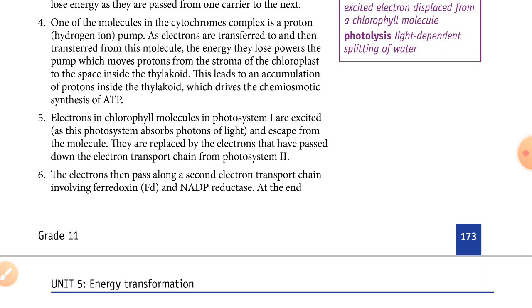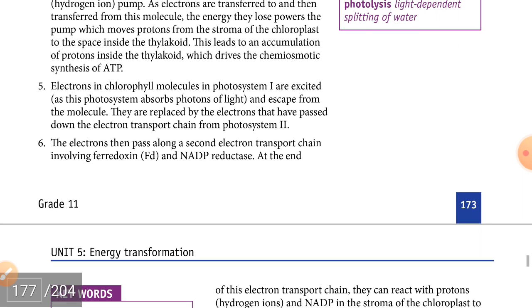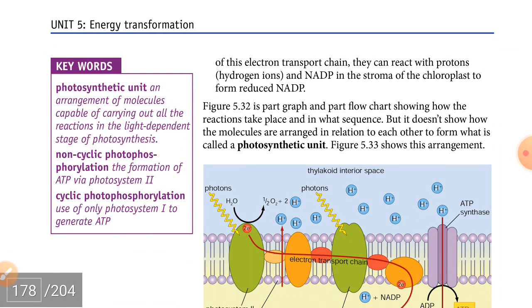Photosystem 2 irra electron jiran irra maal ta'a? Replace ta'a jechuudha. The electrons then pass along a second electron transport chain involving ferredoxin and NADP reductase. At the end, dhumarra maaltu uumama? At the end of this electron transport chain, they can react with protons, which is hydrogen ions, and NADP in the stroma of the chloroplast to form reduced NADP.